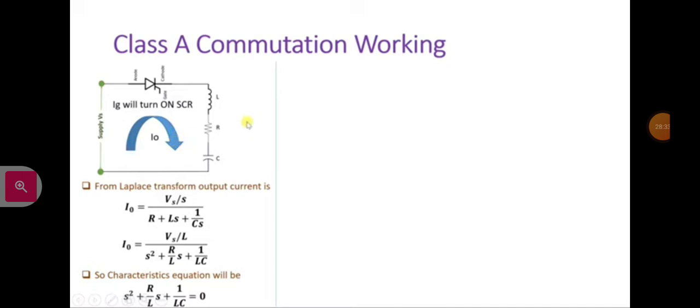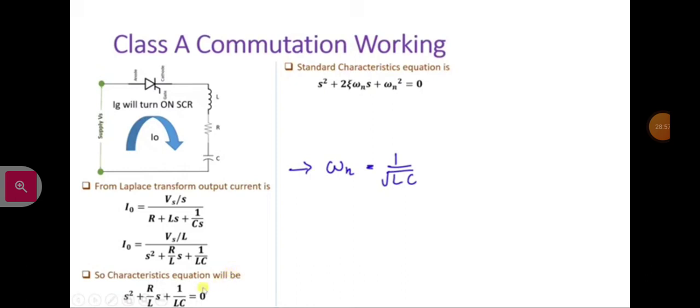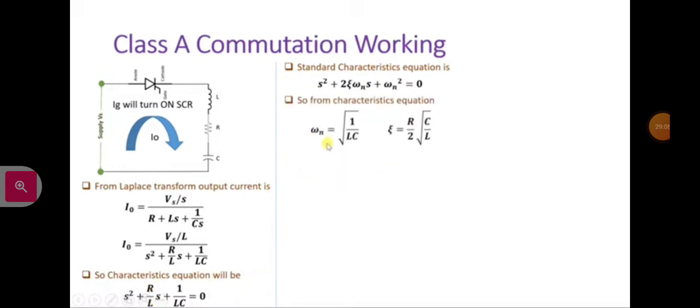Now if you see the standard second order characteristic equation, it is S square plus 2 zeta omega n S plus omega n square equals 0, where omega n is the natural angular frequency and zeta is the damping constant. And if we compare these two equations, you can say omega n squared is 1 by LC, and 2 zeta omega n equals R by L. If you simplify this, you will find omega n is equal to 1 by square root of LC, and zeta will be R by 2 into square root of C by L.